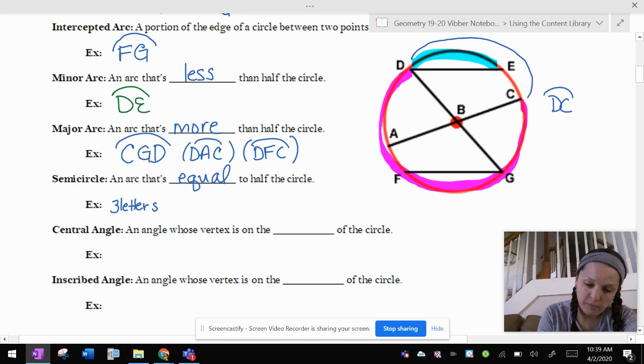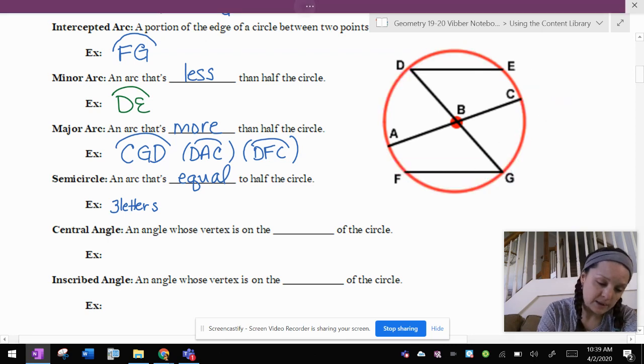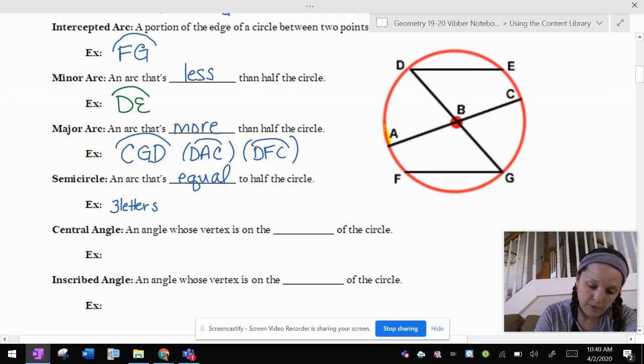And so if I come back and erase this nonsense, if I want to pick up half of a circle, that would be here. I would call that ADC. Oops.